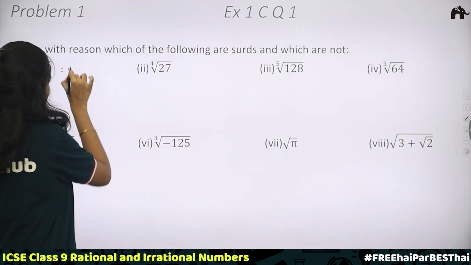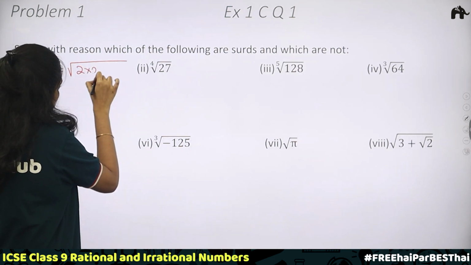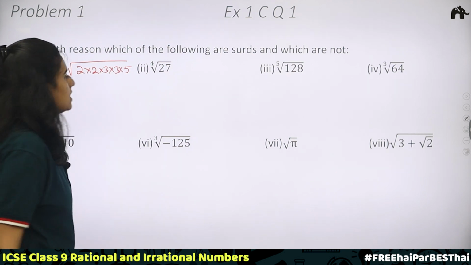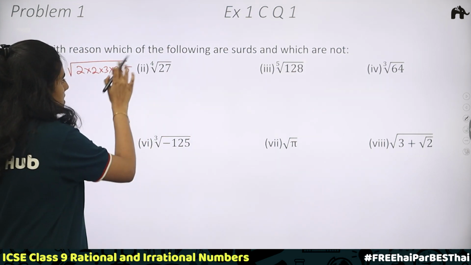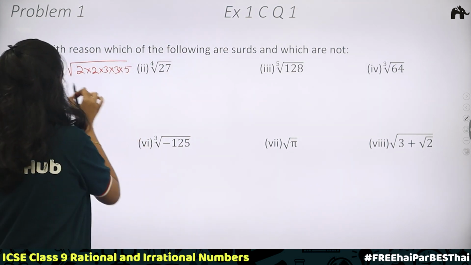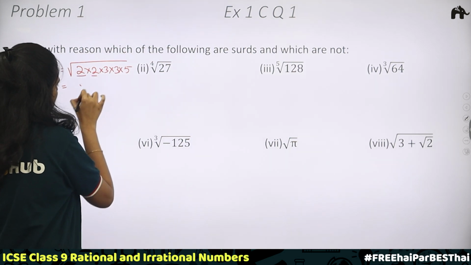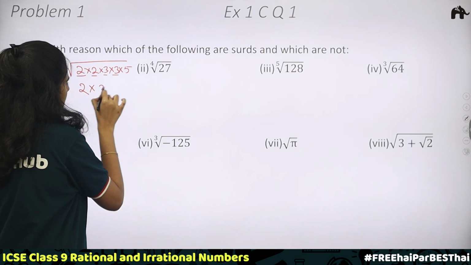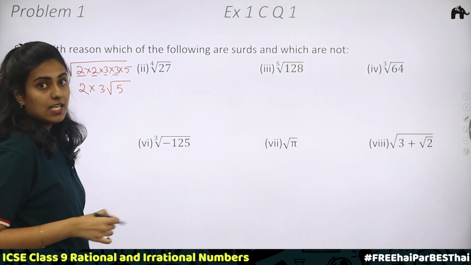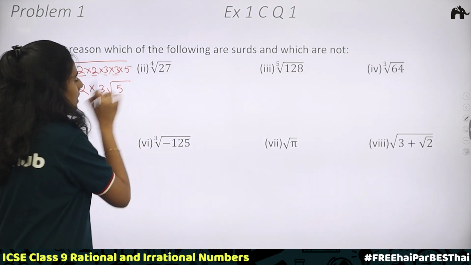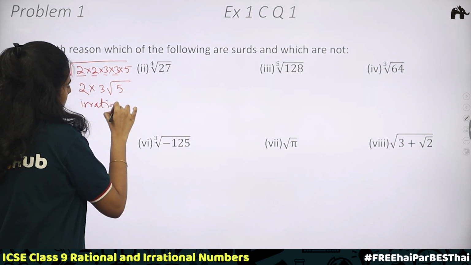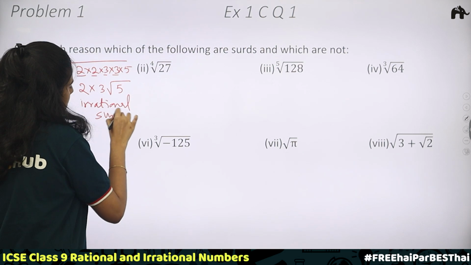Root 180 can be written as root of 2 into 2 into 3 into 3 into 5. 2 2s are 4, 4 3s are 12, 12 into 3 is 36, 36 into 5 is 180. So here from these two 2s, one 2 can be taken out. From these 3s, you can take one 3. Then you have root 5. Since root 5 is irrational, this whole thing will be irrational. Therefore this is irrational. When it is irrational, it will be a surd.